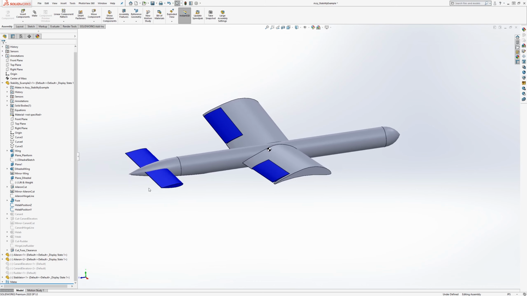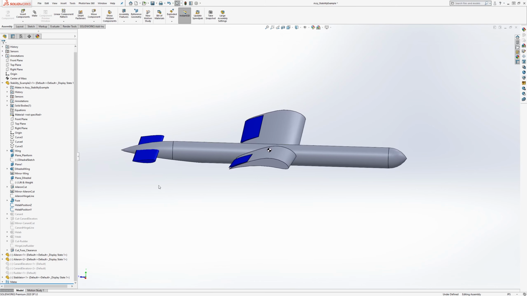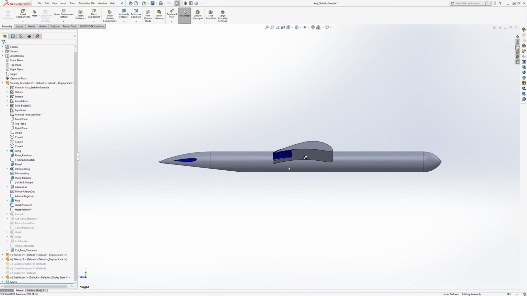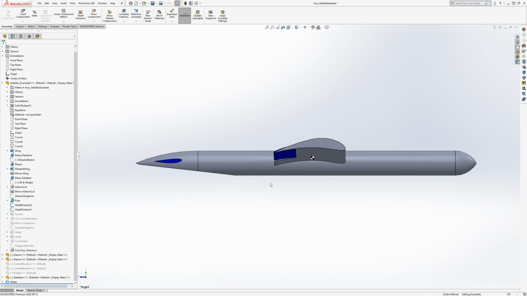Okay, so now we have a horizontal stabilizer. Now we can deflect that for control. That's as a stabilator.